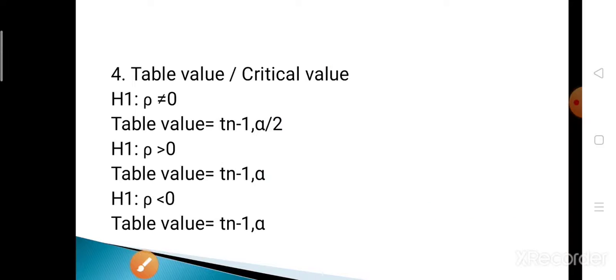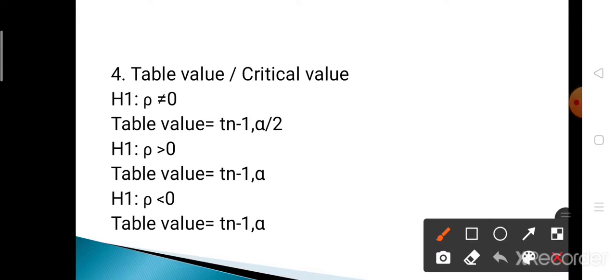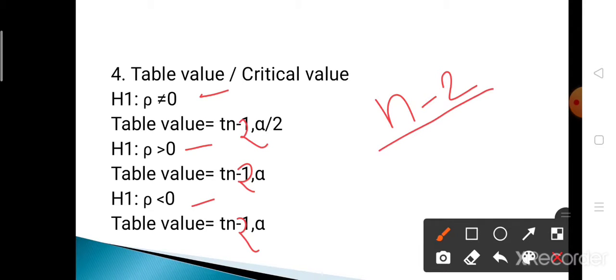Now the next step is table value or critical value. There are the three cases. One is two-sided, then one-sided right, one-sided left. For finding the value of critical value, we need the degrees of freedom and the level of significance. So for correlation test, the degrees of freedom is n minus 2, that is the number of independent observations.